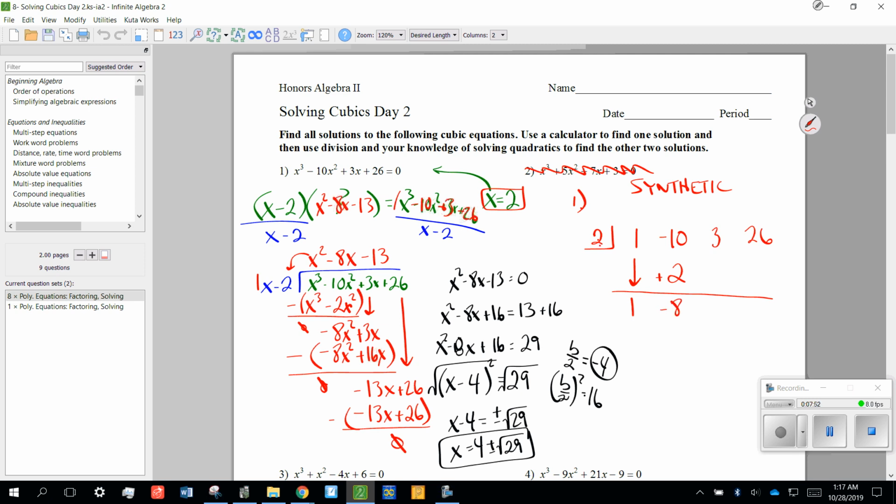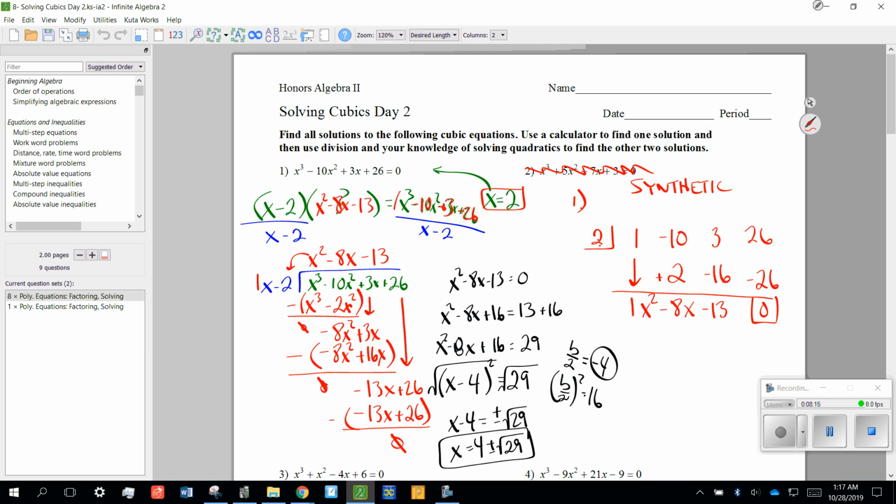Then we do 2 times negative 8 is negative 16. Now we're going to add that column, and we get negative 13. And we do 2 times negative 13, we get negative 26. We add that column, and that is our remainder. Okay, so going to the left, if 0 is our remainder, negative 13 is the constant term, negative 8 is the x term, and 1 is the x squared term.